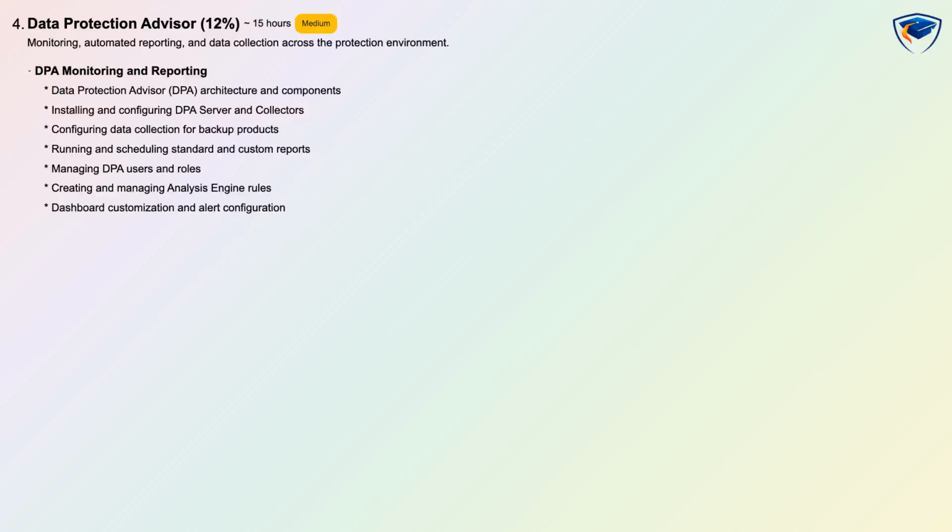Data Protection Advisor accounts for 12% and focuses on monitoring, automated reporting, and data collection across the protection environment. This medium difficulty area needs about 15 hours of study and uses conceptual and scenario-based assessments. You will learn DPA architecture, how to install and configure the server and collectors, and how to set up data collection for Avamar, NetWorker, and other products. The syllabus also covers running and scheduling standard and custom reports, user and role management, analysis engine rule creation, and dashboard customization with alert configuration.